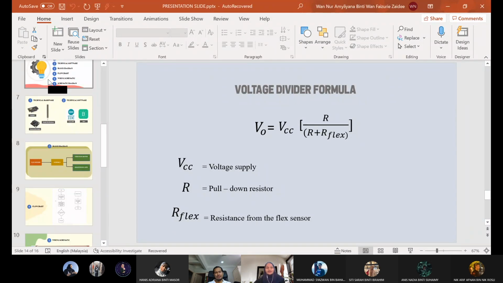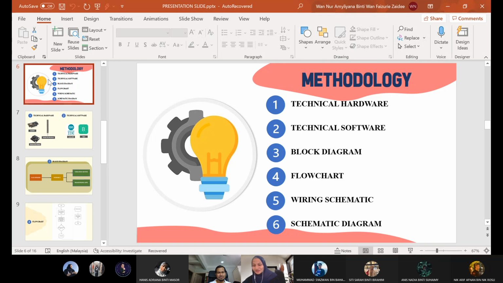Okay. Here, so Assalamualaikum and good day to Dr. Sabri. Salam. I am Warnita binti Fazri Zaidi with the project title Development of B2 Poster, and I'm supervised by Madam Azina Kamaru Bahrain. So we go through the methodology for this project.